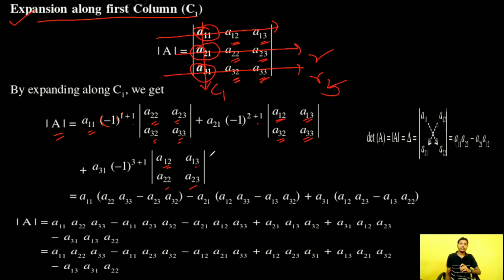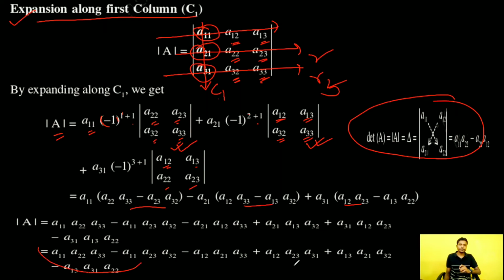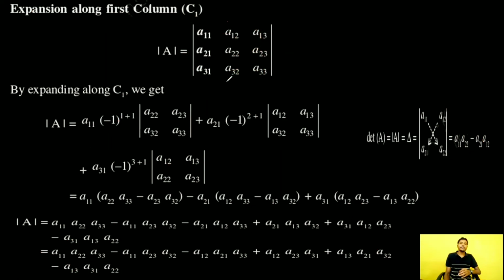So if we expand all those determinants of order 2 by this formula, we will have this and this and this. So if we simplify this, we will have this section. This is our expansion of the determinant along the first column. Similarly, we can expand this determinant along column number 2 and along column number 3, and in each case we will have the same value of this determinant.